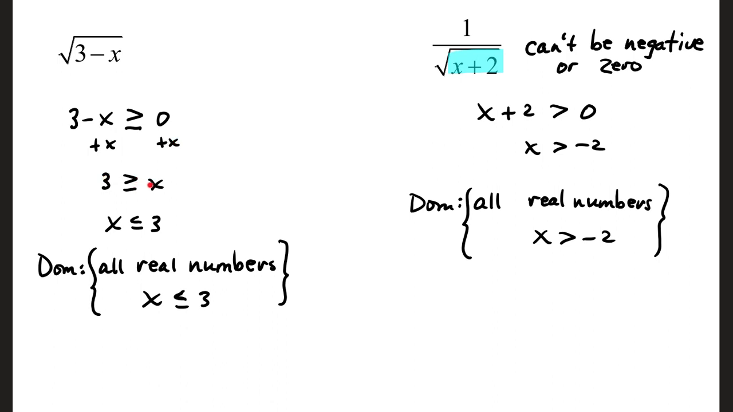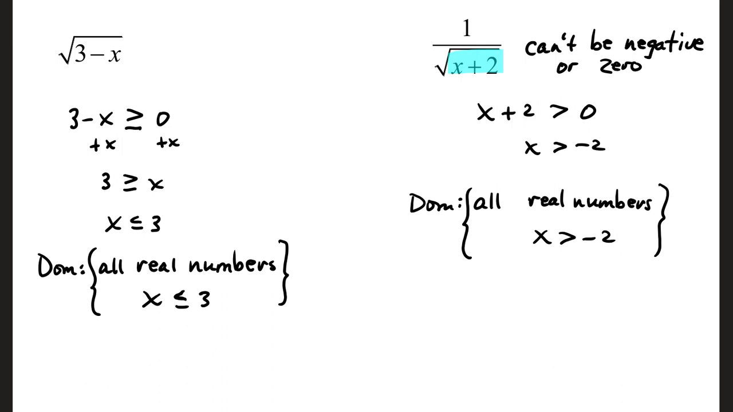3 is greater than or equal to x. Another way to say that is x is less than or equal to 3. As long as the radicand is greater than or equal to 0, your term will be defined. All real numbers such that x is less than or equal to 3, that's your domain.